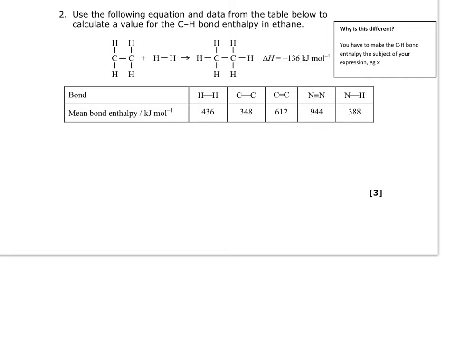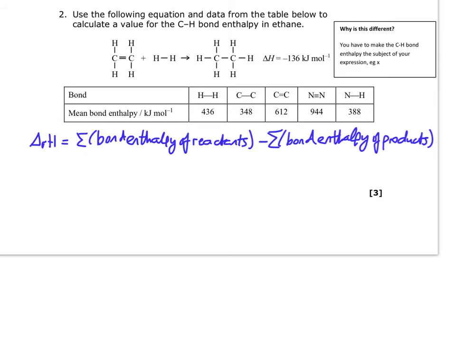So this one is different because you have to make the carbon-hydrogen bond enthalpy in ethane the subject of your expression. So in other words, it's one of these. So one of those particular bonds has to be the subject of the expression. And this is the only problem.